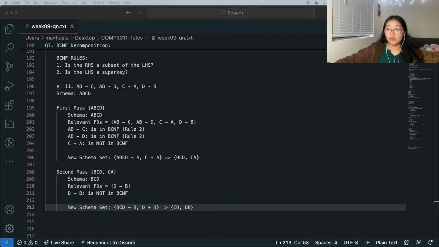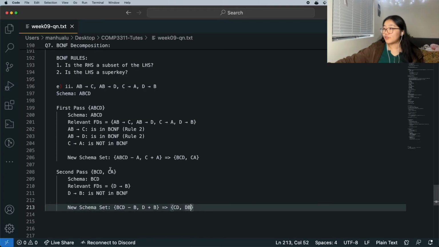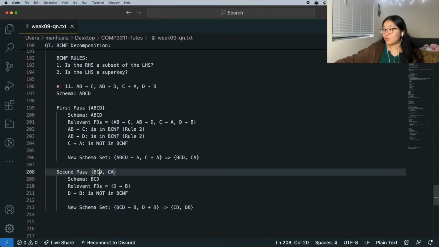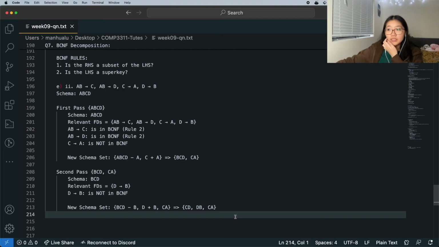Cool. All right, moving on then. Oh, and one more thing, don't forget this, I nearly forgot. Even though, yes, you are modifying, you've just broken down BCD. So you want to make sure that CA is still included because we haven't looked at this CA yet, right? So you want to include that still in your current schema set.